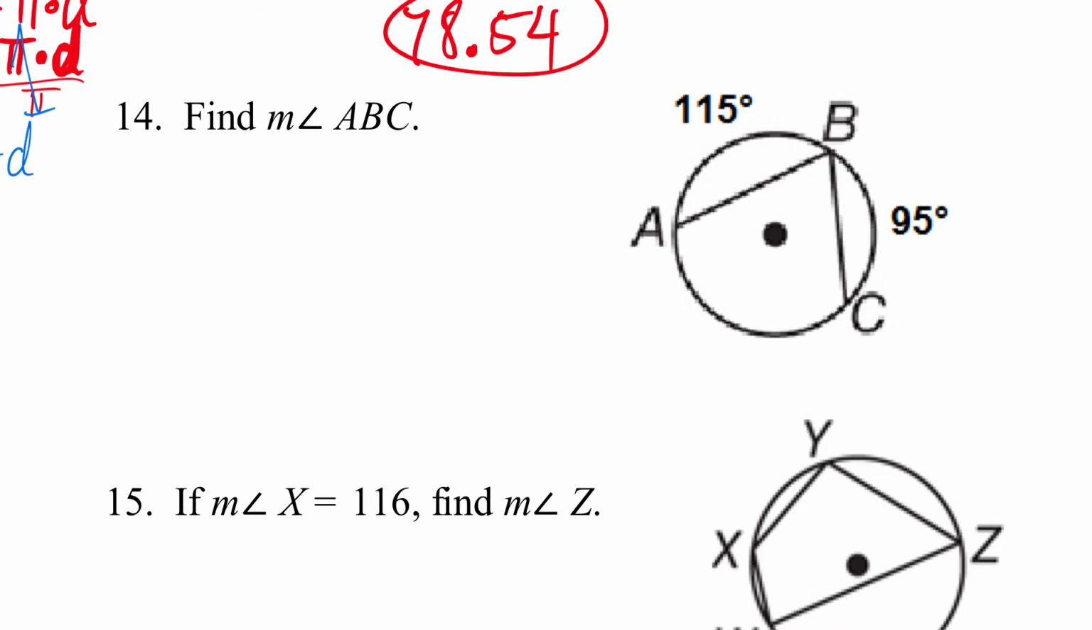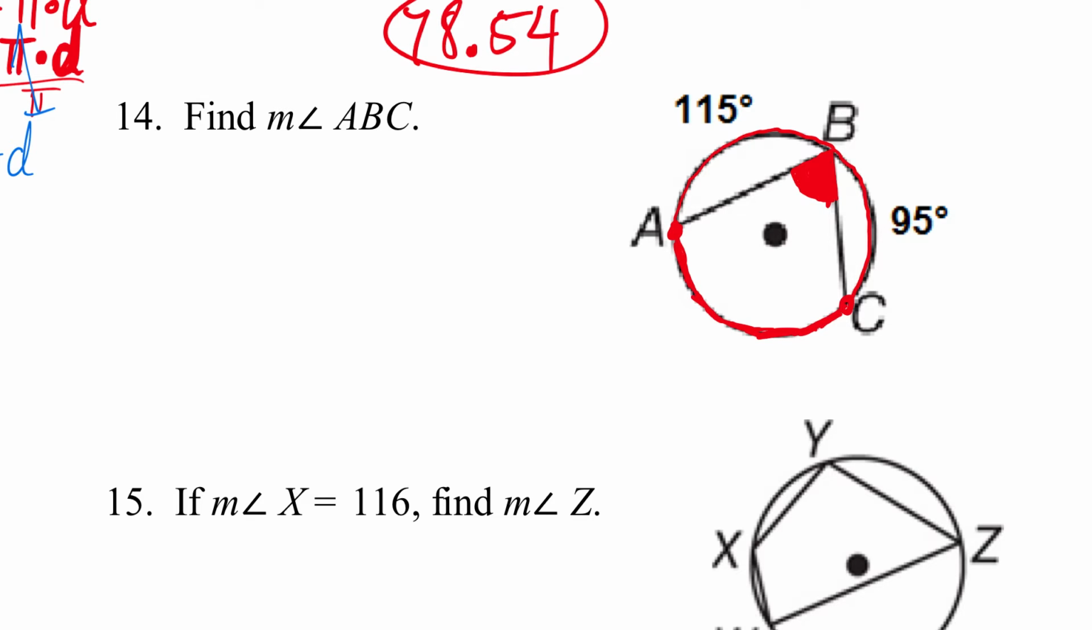Okay, next one says find the measurement of angle ABC. So angle ABC is this angle right here. I'm looking for the measurement of that. To find that angle, what I need to do is find out how many degrees this arc is from A to C, the minor arc AC. You can see from here to here is 115, from here to here is 95.